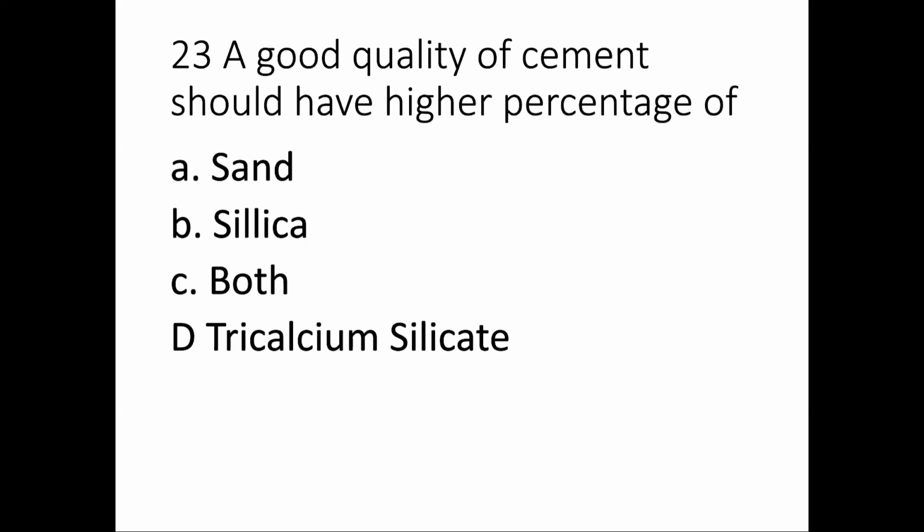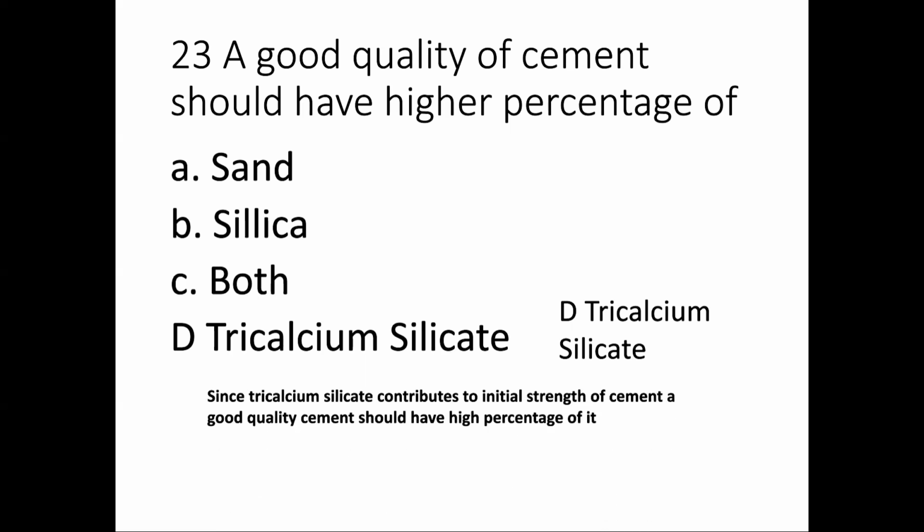Next question. A good quality of cement should have higher percentage of options A sand, B silica, C both, D tricalcium silicate. Answer is D, tricalcium silicate. Since tricalcium silicate contributes to initial strength of cement, a good quality of cement should have high percentage of tricalcium silicate.